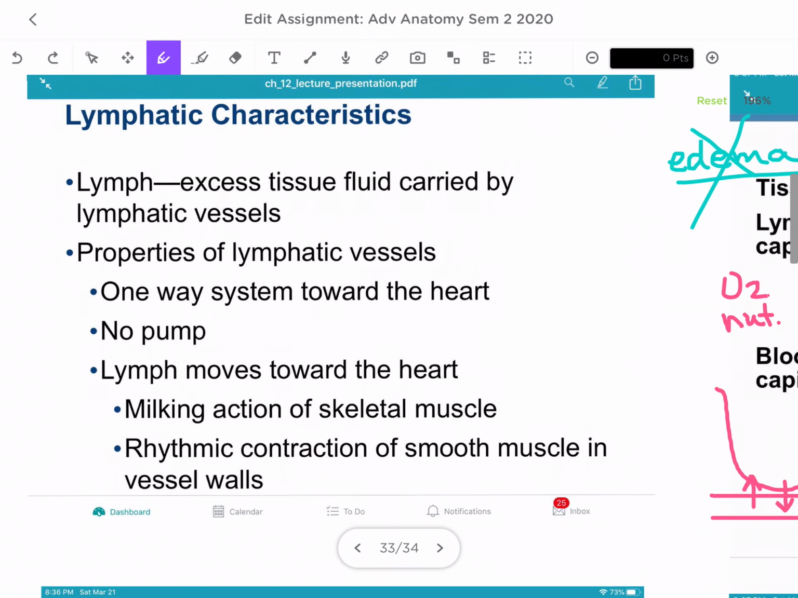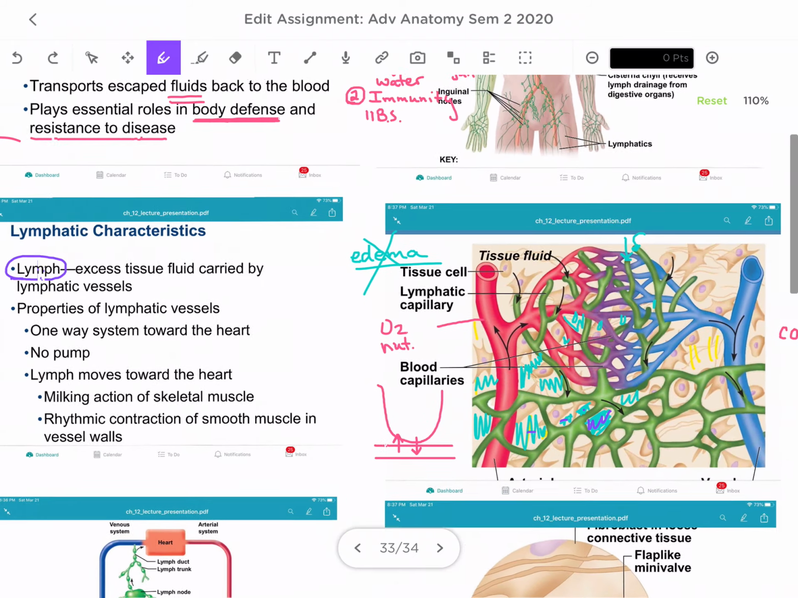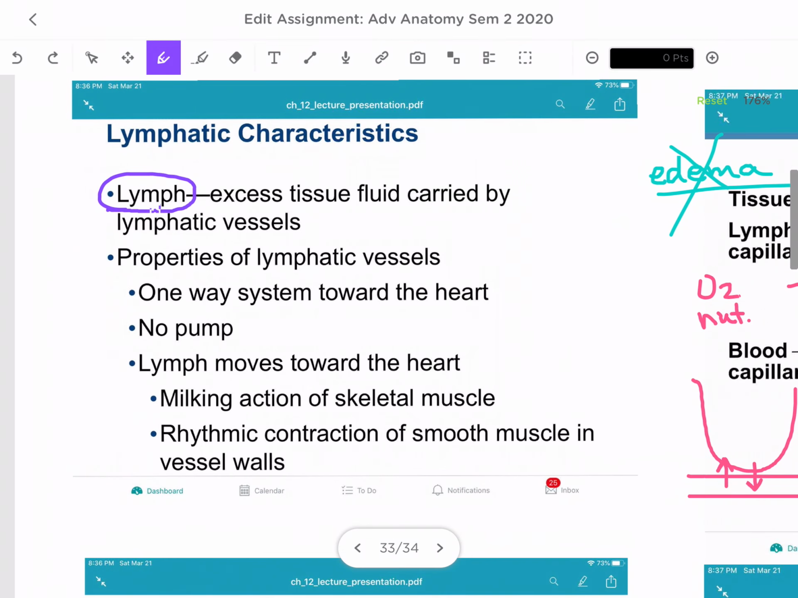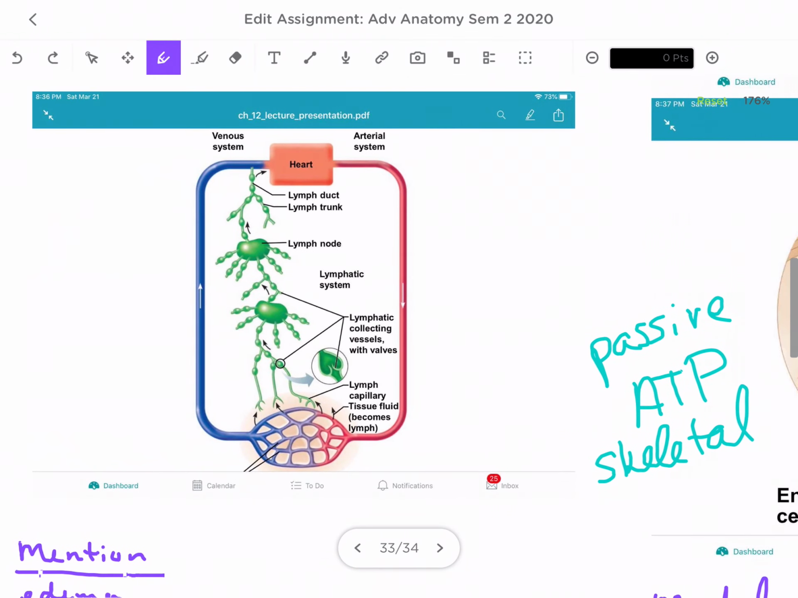Okay, so the fluid that's being carried back to your subclavian vein is referred to as lymph. All this fluid that builds up in the interstitial space is called lymph fluid. So it's the fluid that the lymphatic system carries around. Properties of lymphatic vessels: they only move in one way. I don't know if I have a picture of it, but they kind of look like this.